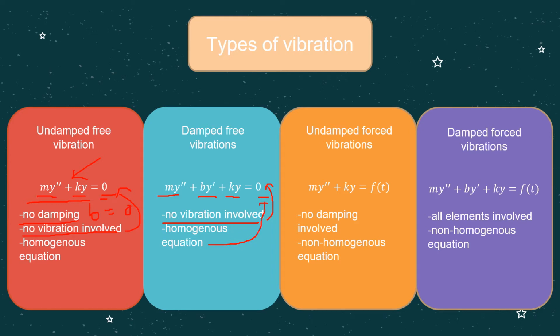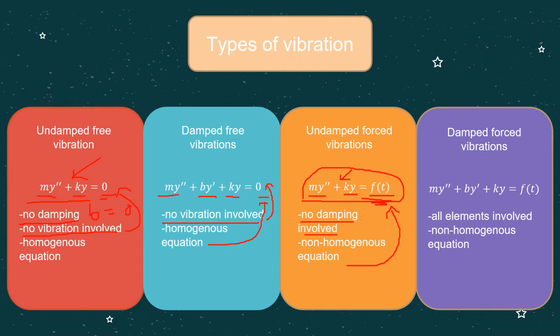Third one is undamped forced vibration. The equation will be my'' plus ky equal to f(t). So there is no damping involved in undamped forced vibration, so b in the middle here is equal to 0. And looking at the equation here, we know that this is a non-homogeneous equation because it is equal to something, equal to a function.